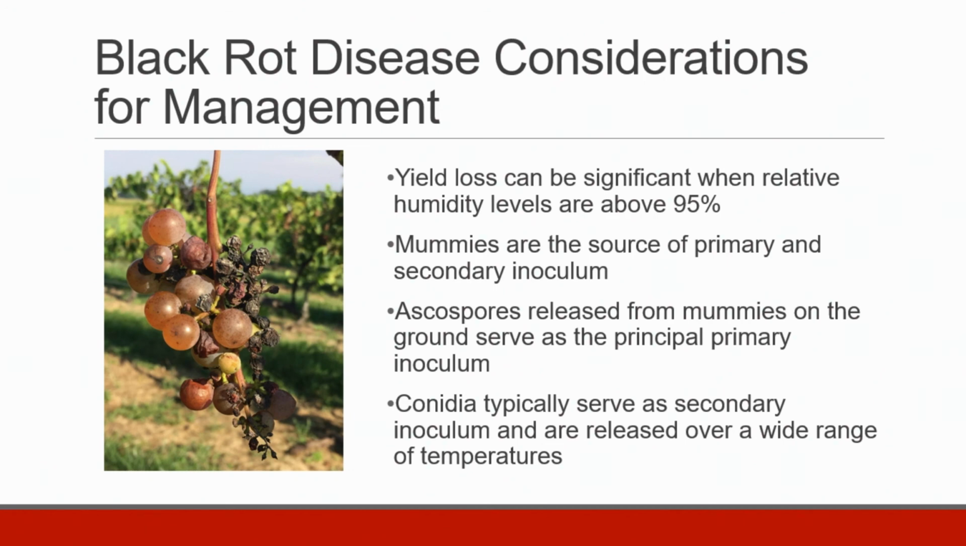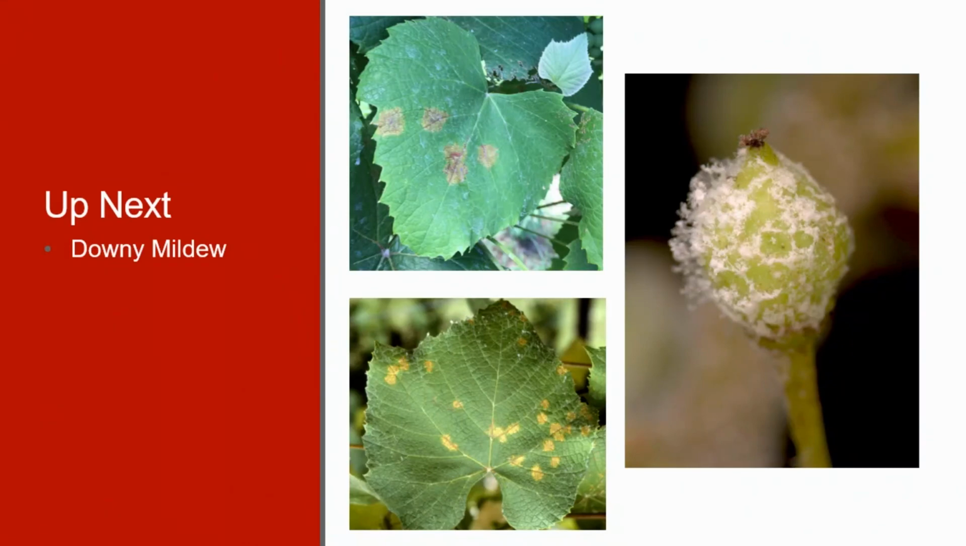When we discuss the management of fungal and oomycete diseases in a future lecture, these 4 aspects of the black rot disease cycle will be reinforced. Up next, we will be looking at downy mildew of grape.